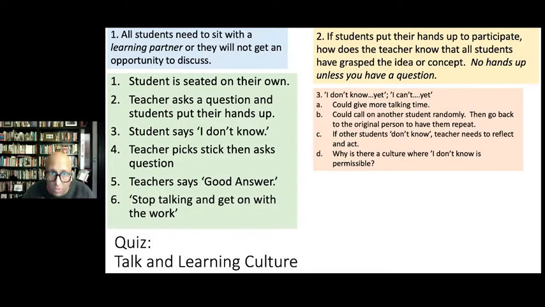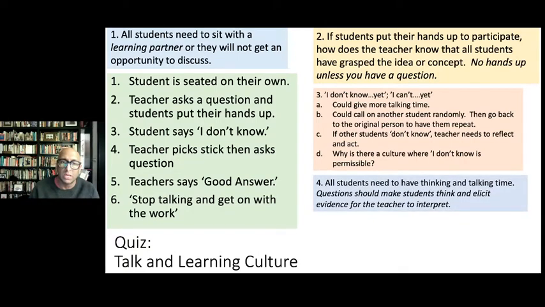So the real issue there is a learning culture question. Teacher picks a stick and then asks a question. That's an often done mistake. All students need thinking and talking time. If the stick is picked first, all the students know who's going to be called on. They all relax. They know.